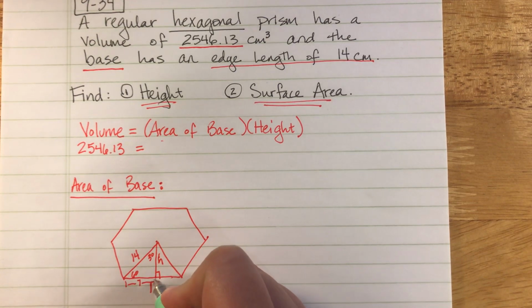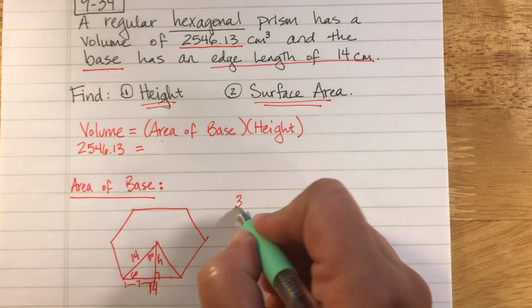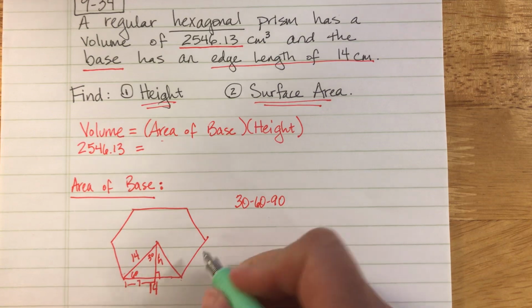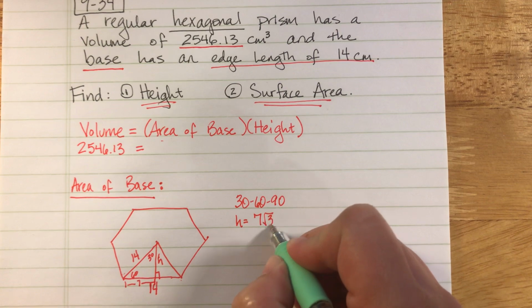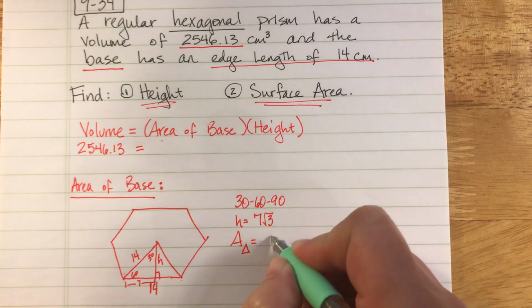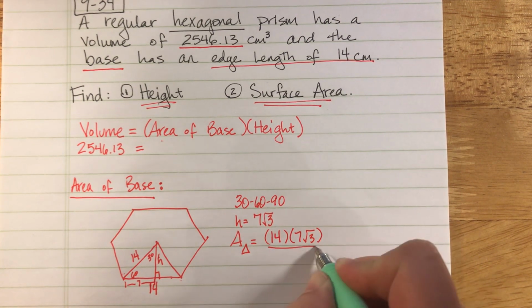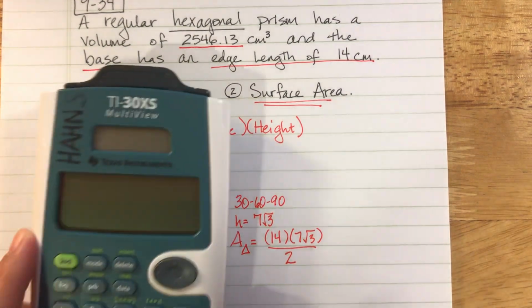This length of the smaller right triangle here would be 7 because it's going to be half of the length of the side, also half of the hypotenuse because we're doing a 30, 60, 90 shortcut here. So the height of this little triangle is going to be the short leg times the square root of 3. So now I can find the area of my triangle. I'm going to do the base of the triangle, which is 14, times the height of the triangle, which is 7 square root 3, and I'm going to divide that by 2 because it's a triangle. Base times height divided by 2.